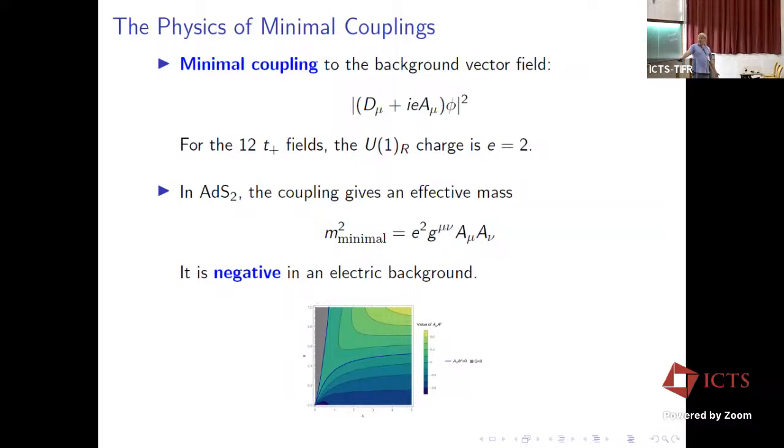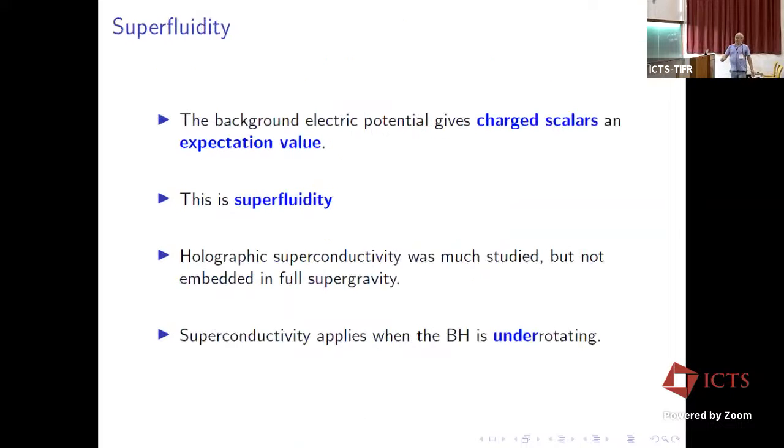And stabilizing, in fact, the BPS black holes. So for the Reissner-Nordstrom black holes, a coupling to a gauge field is destabilizing. But it's actually stabilizing when I go rotating enough, and if I go to BPS or go to Kerr. So that's the thing: the background electric potential gives charged scalars an expectation value. This is superfluidity.